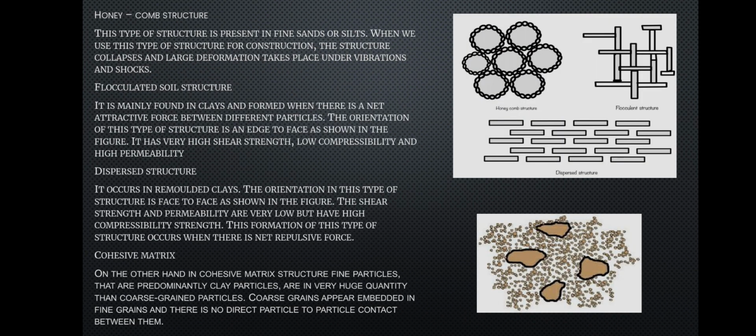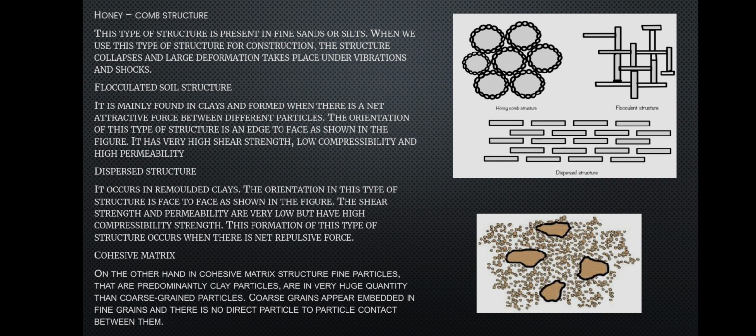First is honeycomb structure. This type of structure is present in fine sand or silt. When we use this type of structure for construction, the structure collapses and large deformation takes place under vibration and shocks. On the right hand side, we have given the picture of honeycomb structure. It is clear that the shape of honeycomb structure is circular and also resembles a honeycomb. So if we use this type of structure in construction, the structure will collapse and large deformation will take place under any type of shocks or earthquakes.